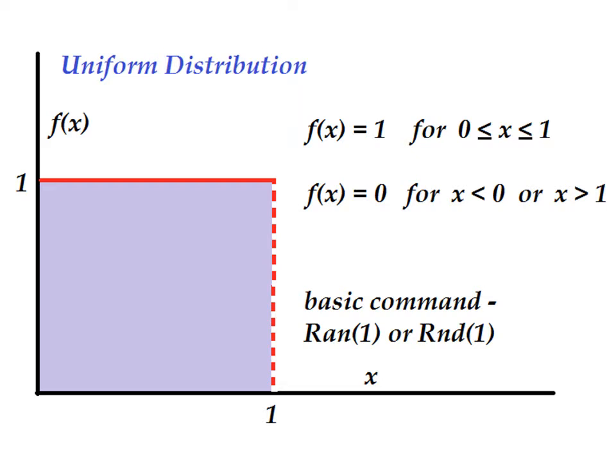This is given graphically here. Between 0 and 1, f of x equals 1, and f of x equals 0 for all other variables outside of the domain of this probability density function. By the way, it's important to note that the area within this is equal to 1.